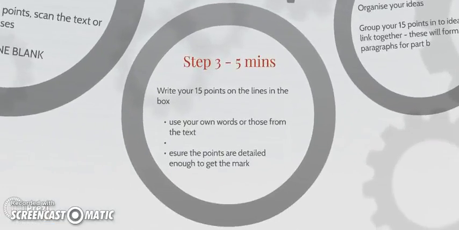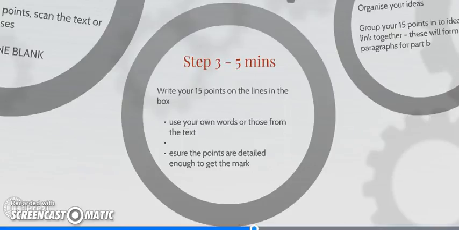Okay, so if you're watching this through, fair enough. If you paused it for 10 minutes, I hope you found the points or made the educated guesses that you wanted to. So the next step is you need to write those 15 points on the lines in the box. If you do have really large handwriting, you might want to narrow it down so you can get 7 words in the line rather than the 3 that maybe you normally would. Use your own words or those from the text, it's fine. Ensure that your points are detailed enough to get the mark.